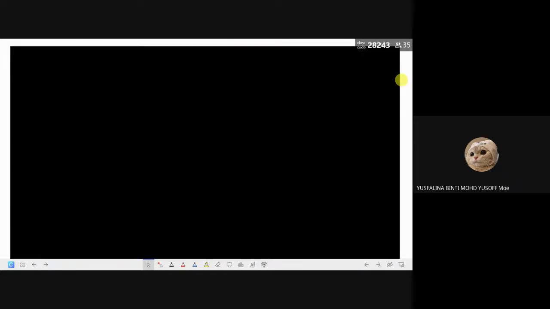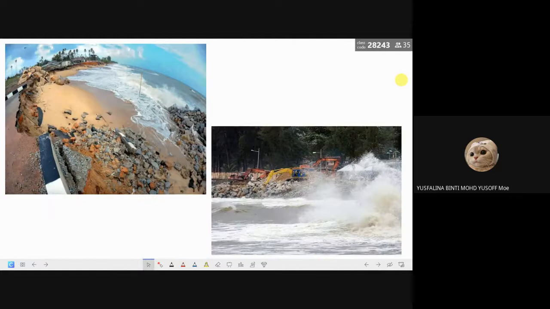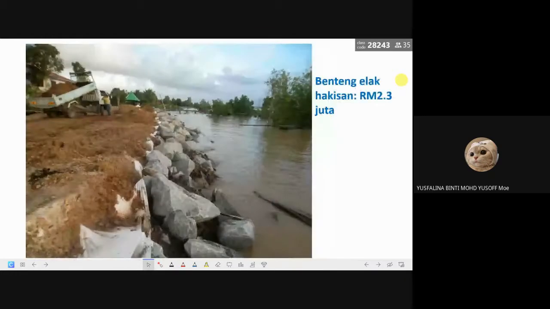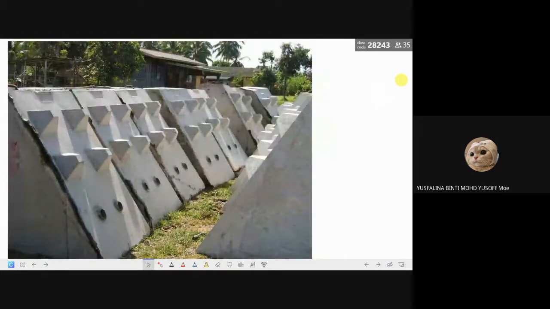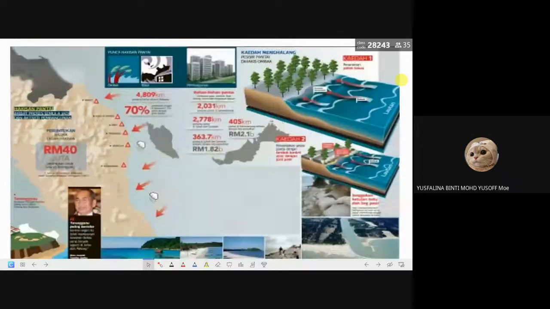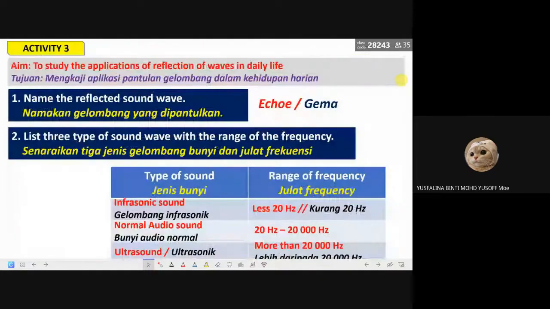Okay, so I will skip this one. This is only the picture of the effect of the reflection of wave. Open the correction here, right? Next, to study the application of reflection of wave in daily life.